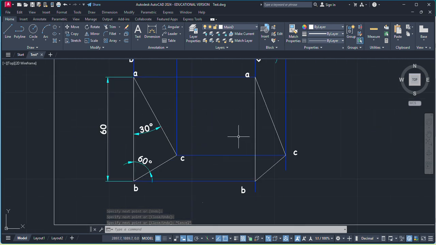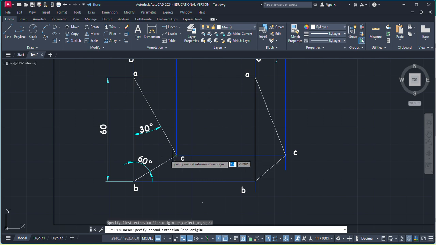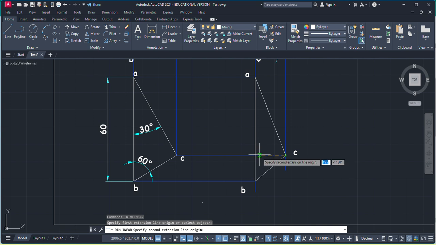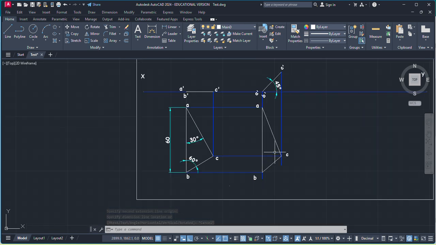It stays equal to the previous one, and this distance gets reduced. You can check the change in dimension from here to here. Previously it is 26 mm. Now after rotation it becomes 18.4. So this is the top view when this set square surface makes an angle of 45 degree with the HP.